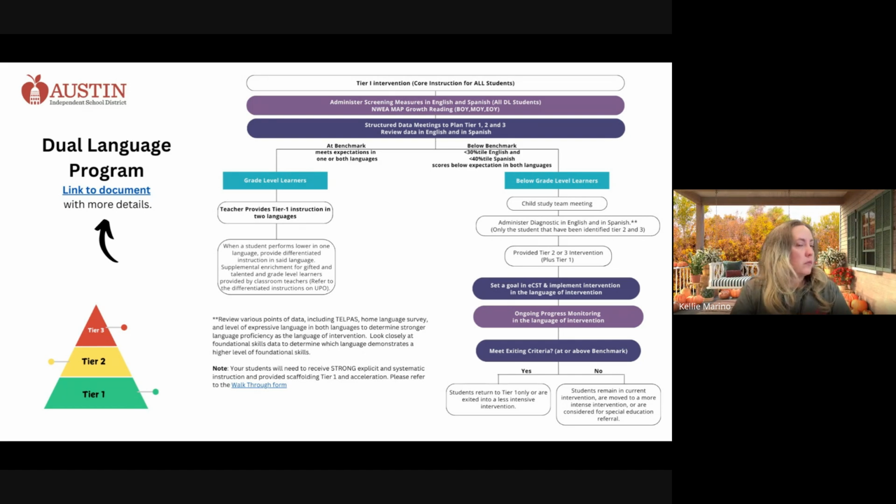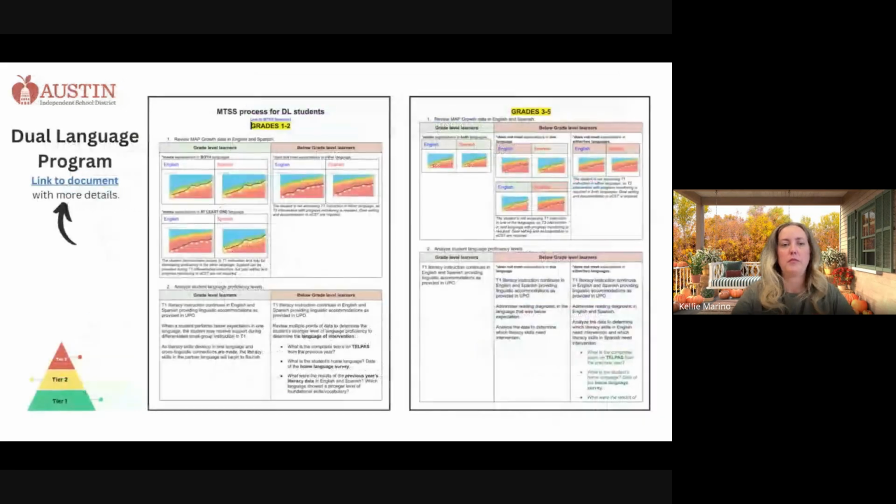While ECST documentation may not be mandatory, it is important to continuously monitor students' progress in both languages to ensure that their needs are being addressed and that the interventions produce the desired results based on the languages of the intervention. To best support dual language students, please consult the guidance documents for grades 1 and 2, as well as grades 3 to 5, to provide effective intervention in the languages that meet the students' needs.